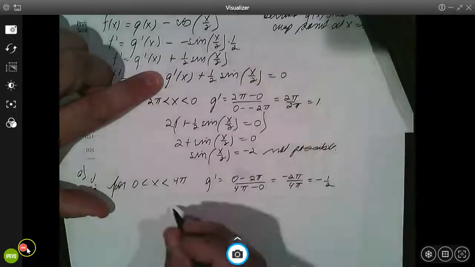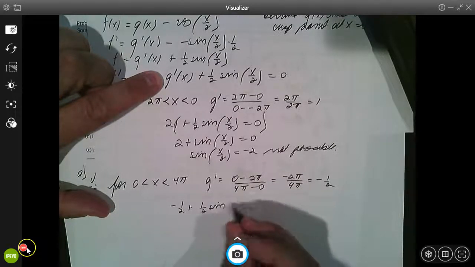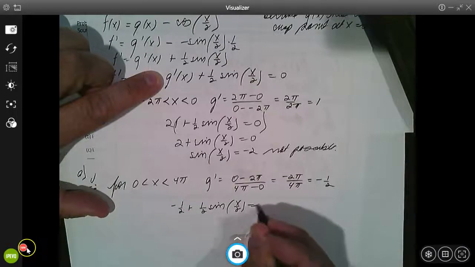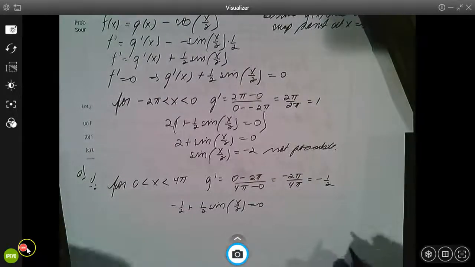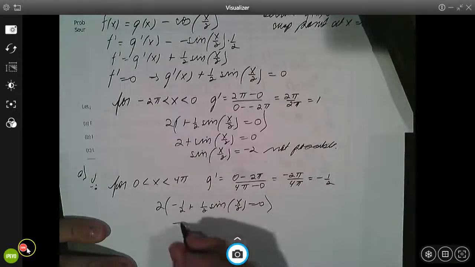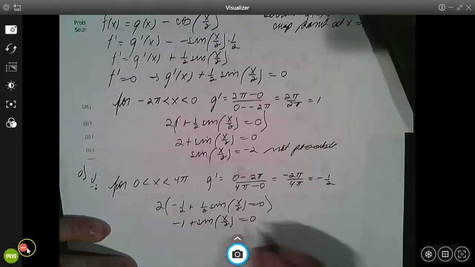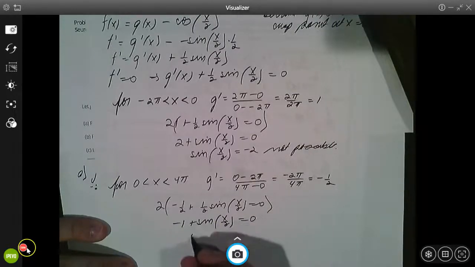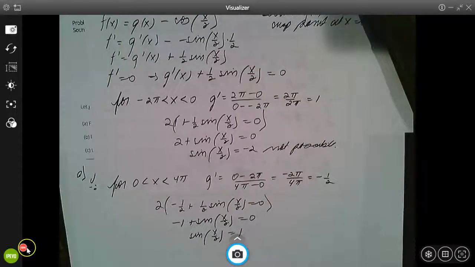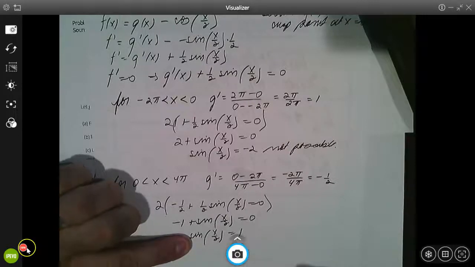That's for g prime. So now we need negative 1/2 plus 1/2 the sine of x over 2 to be equal to 0. Again, let me multiply by 2. I like getting rid of those fractions. Negative 1 plus the sine of x over 2 is equal to 0. Add 1 to both sides, we get that the sine of x over 2 is equal to 1.